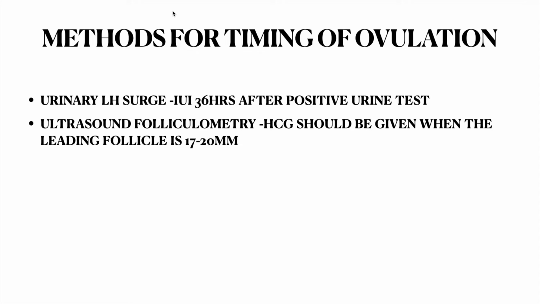Methods for timing of ovulation. Here we have two methods. Urinary LH surge: there are many LH strips available in the market and the patient can buy and use them. If it is positive, then IUI can be done 36 hours after a positive urine test. Ultrasound folliculometry: HCG should be given when the leading follicle is 17 to 20 mm, and also the endometrial thickness should be at least 8 mm.